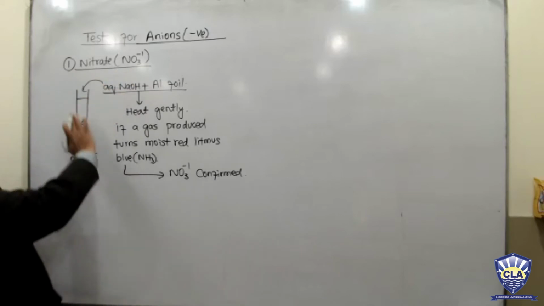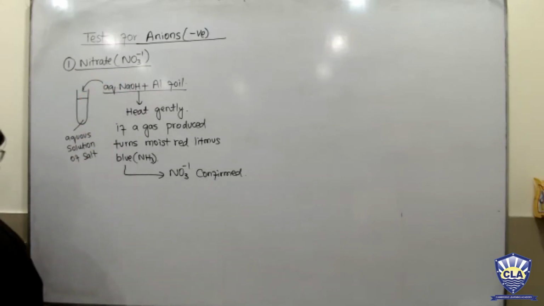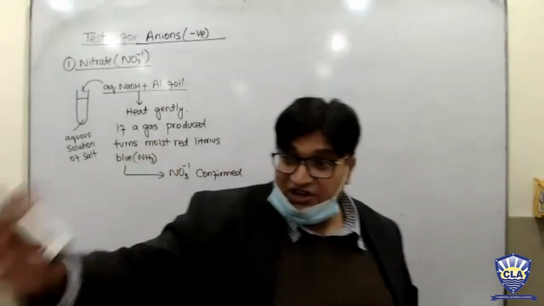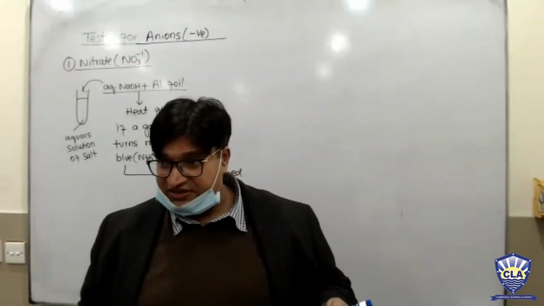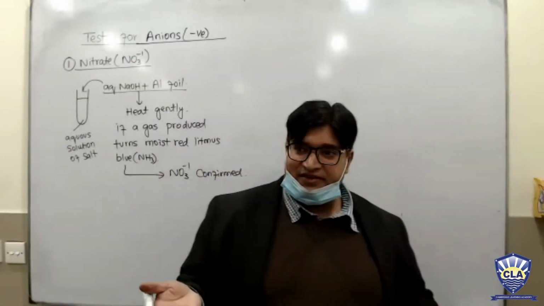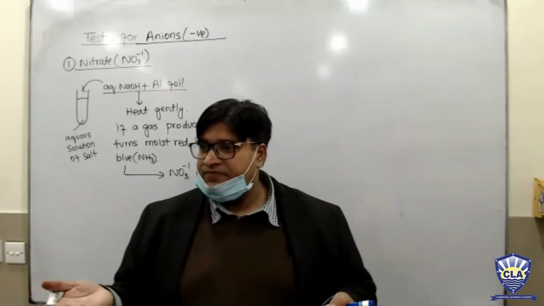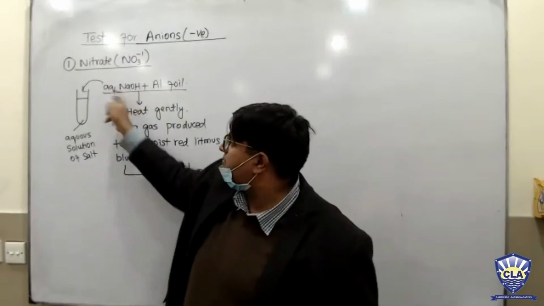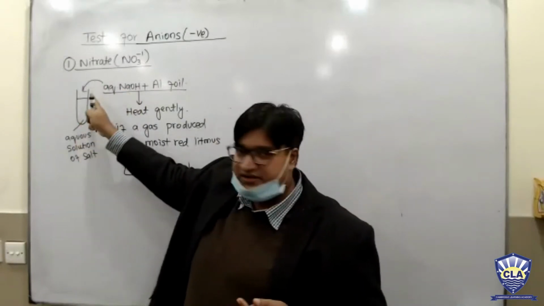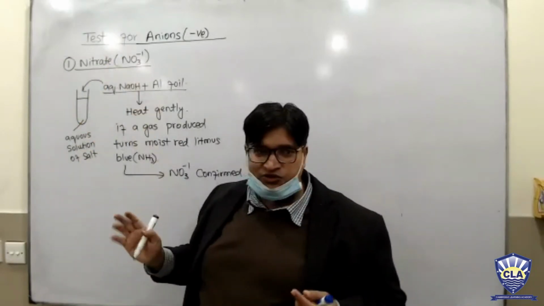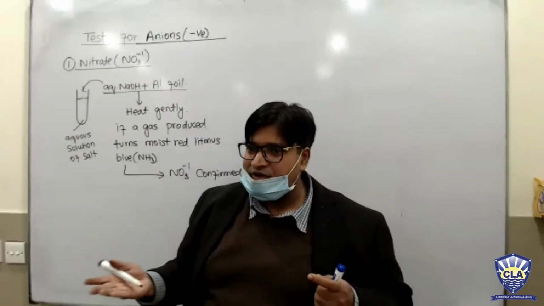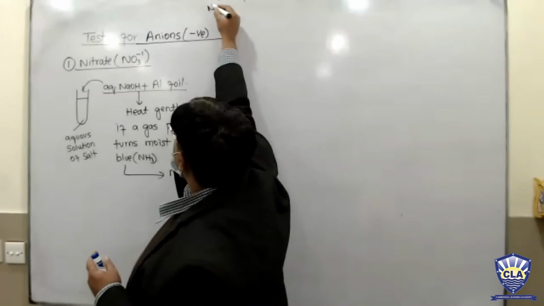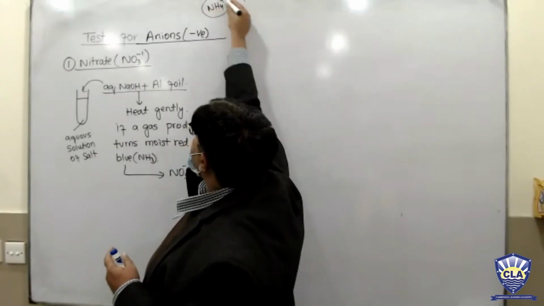So this is the first test, the nitrate test. The test of nitrate and the test of ammonium resemble each other. Now just listen very carefully. If you just add sodium hydroxide and heat it, and ammonia gas is produced which turns moist red litmus paper blue, that would be the test of the ammonium ion, NH4 positive ion, a cation test.